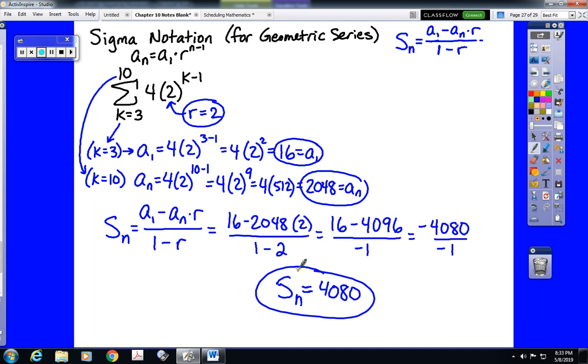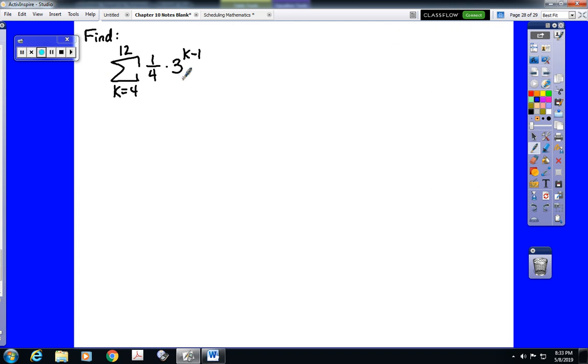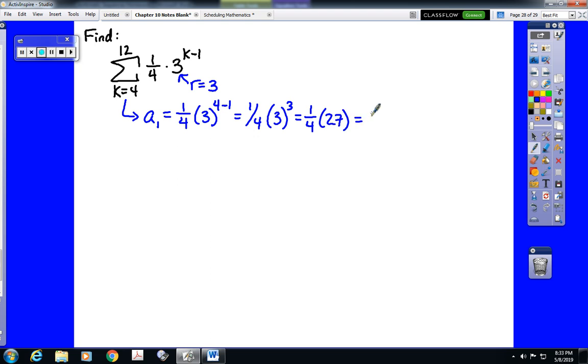We're going to do a couple more examples just to make sure we have this driven home. So here's the next one. Here we have that r equals 3. If k is equal to 4, then the first term would be 1/4 times 3 to the 4 minus 1 power, or 1/4 times 3 to the 3rd, which would be 1/4 times 27, or 27 over 4. Now that's a pretty nice decimal, but I can't guarantee that the other one's going to stay that nice, so we're going to hold off on converting that to a decimal.